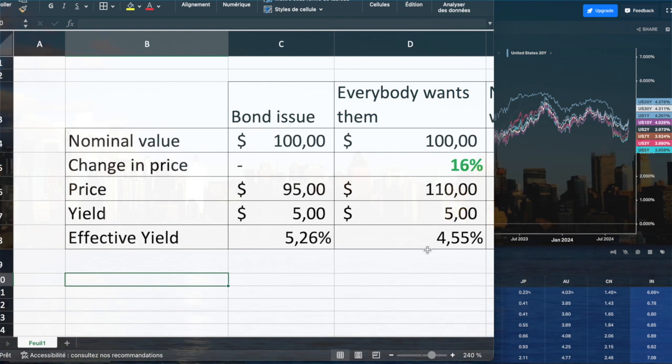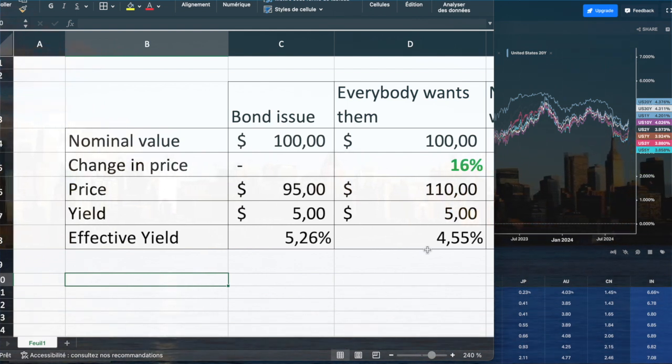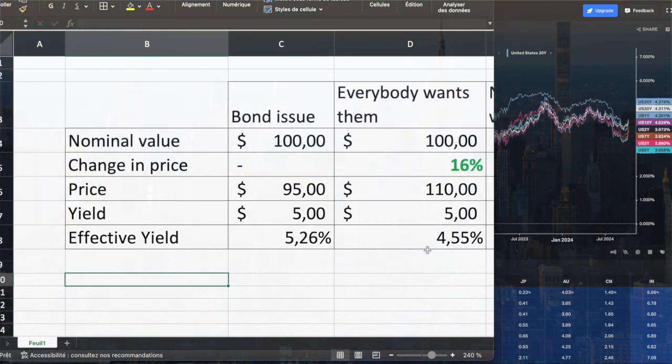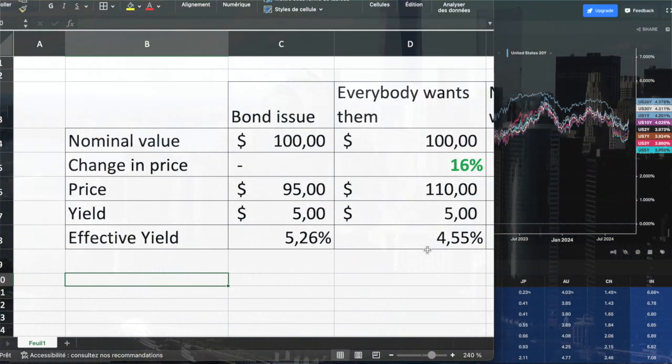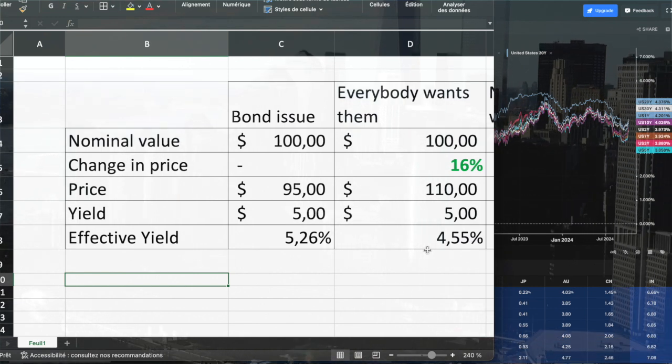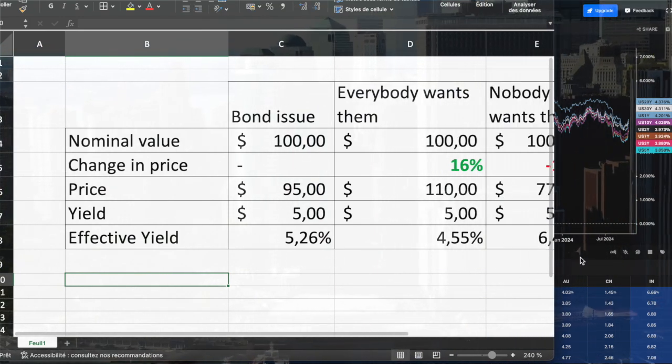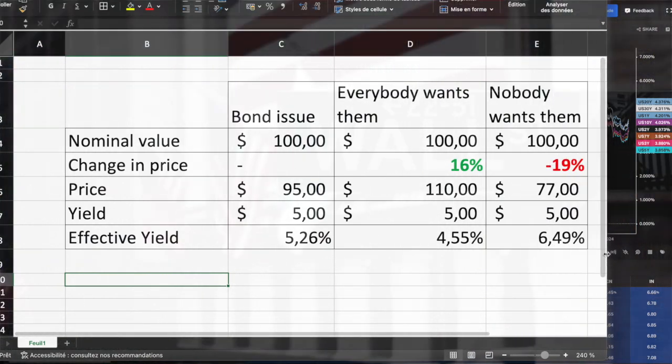Conversely, paradoxically, if the bond is not popular, nobody wants the bond anymore, nobody wants to buy it, and the seller needs to get rid of it, what are they gonna do to sell it, to get out of the position? If nobody wants it at that price, they will reduce the price. Okay, the bond price will go down if it becomes unpopular. If nobody wants it, the price will go down. So let's say the price goes down to $77, right? It started at 95, now nobody wants them.